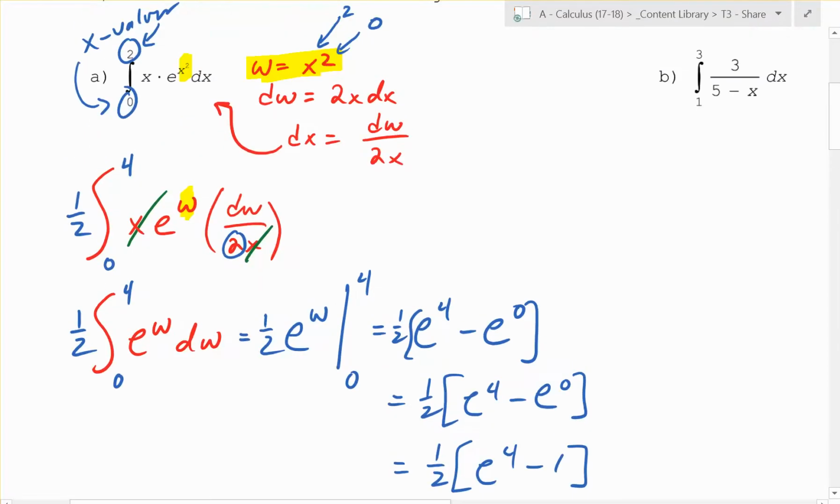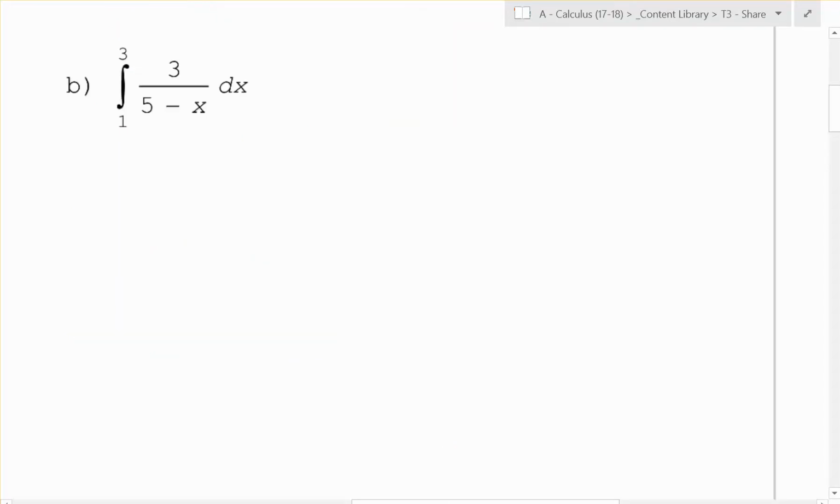So what's nice here is once we went into w, as long as we change the limits of integration to w values, we don't have to go back to x to finish the evaluation. But the key is, once we're using w's, we have to make sure the limits of integration are in w. So let's do the same thing here.